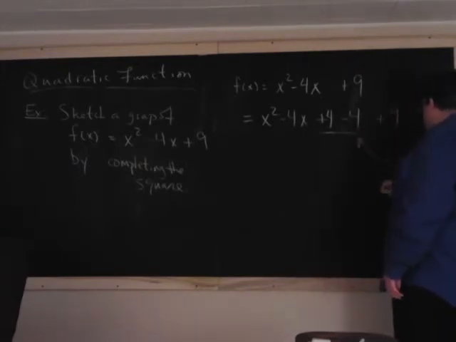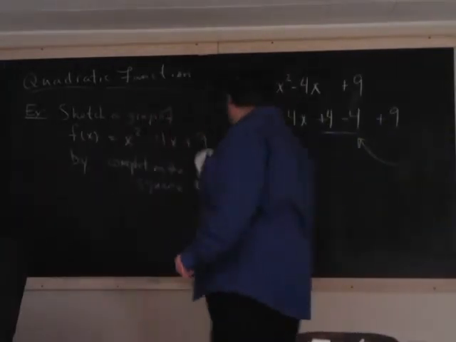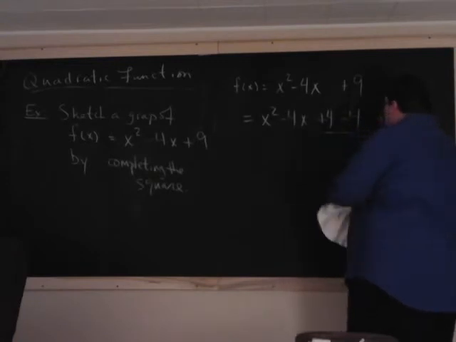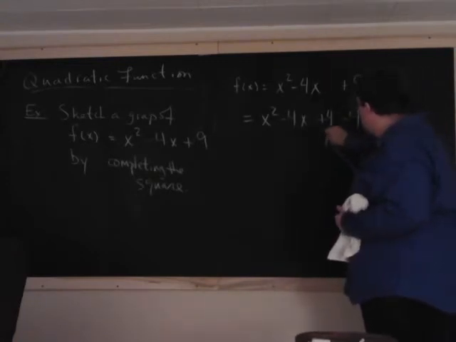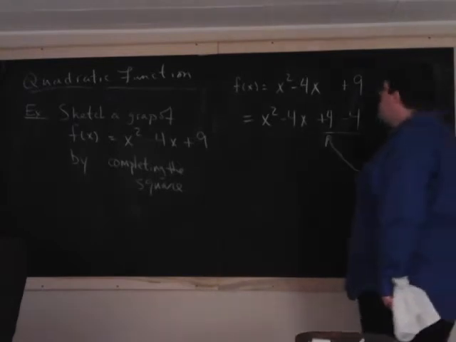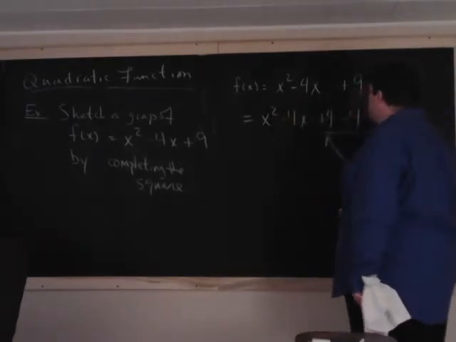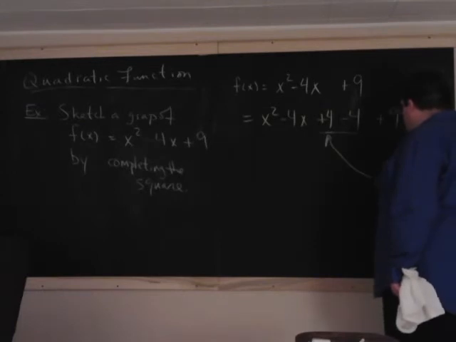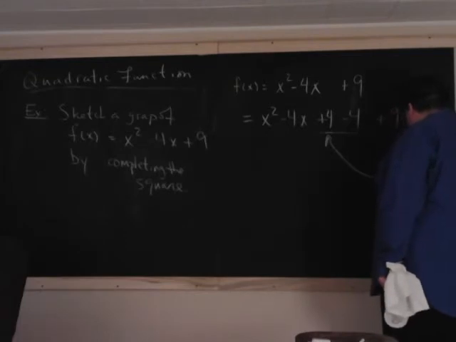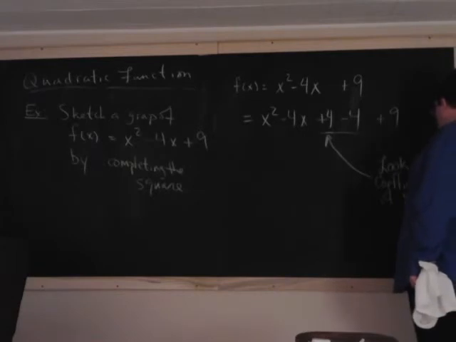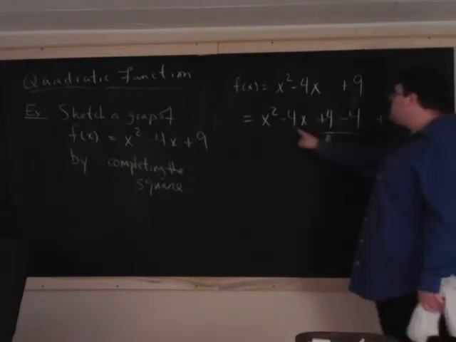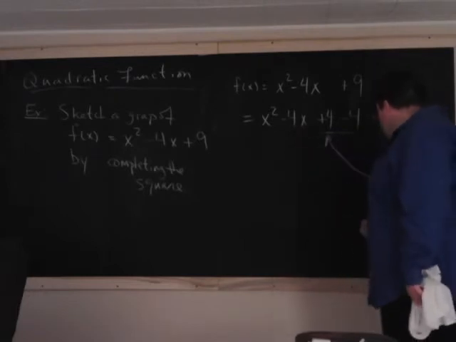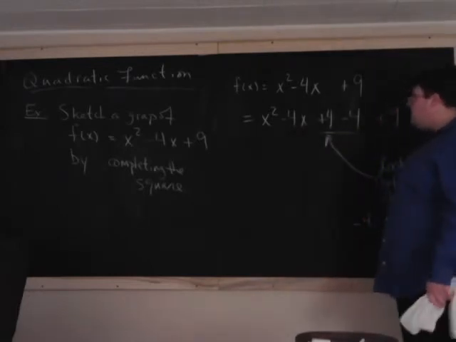Let's draw an arrow to it, and let's see how we got that positive 4. Let's put the arrow at the positive 4, because that's the actual number we arrived at. Where did that positive 4 come from? Well, we look at this coefficient of the x term. Here the coefficient of the x term is a negative 4. And what we do with that, we take the coefficient on the x term.